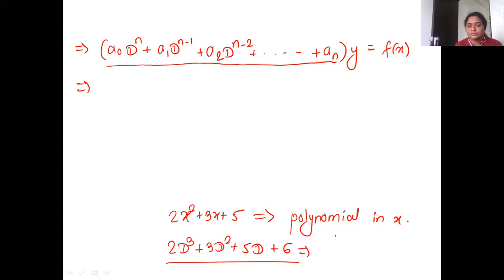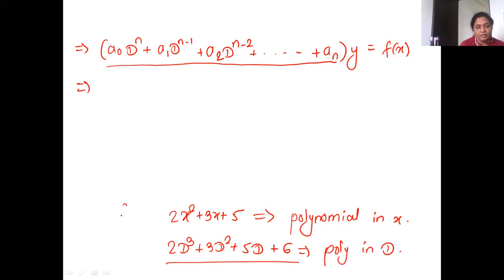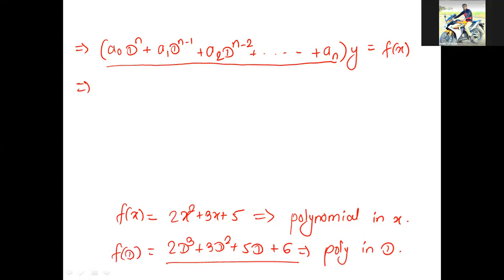It is a polynomial in d, indeed. And whenever we have this, we call it f of x, function in x or polynomial in x. So this is a function of d, which can be f of d. This is a function of d, clear?